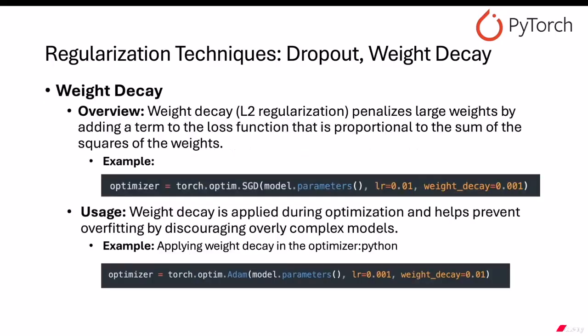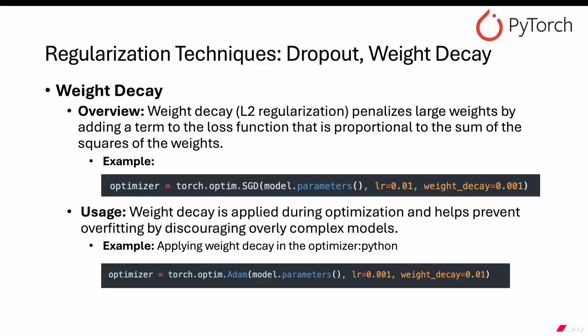Weight decay. Weight decay, or L2 regularization, penalizes large weights by adding a term to the loss function that is proportional to the sum of the squares of weights. Here is an example: optimizer equal to torch.optim.SGD, model.parameters, LR equal to 0.01, and weight decay here is 0.001. Weight decay is applied during optimization and helps prevent overfitting by discouraging overly complex models.